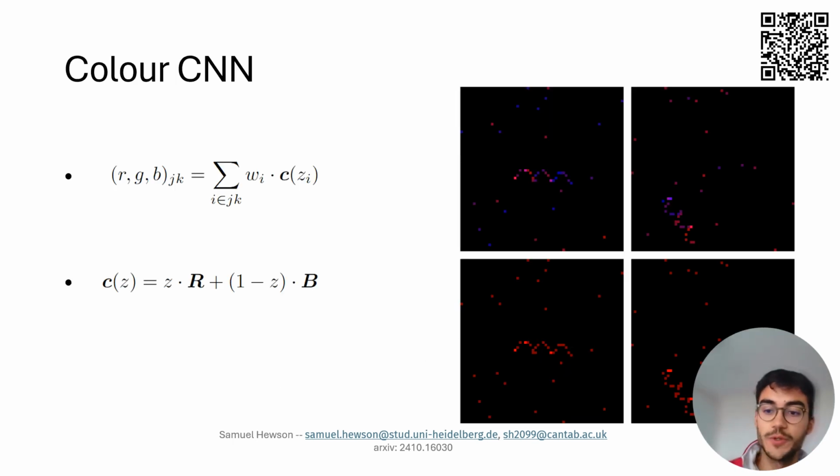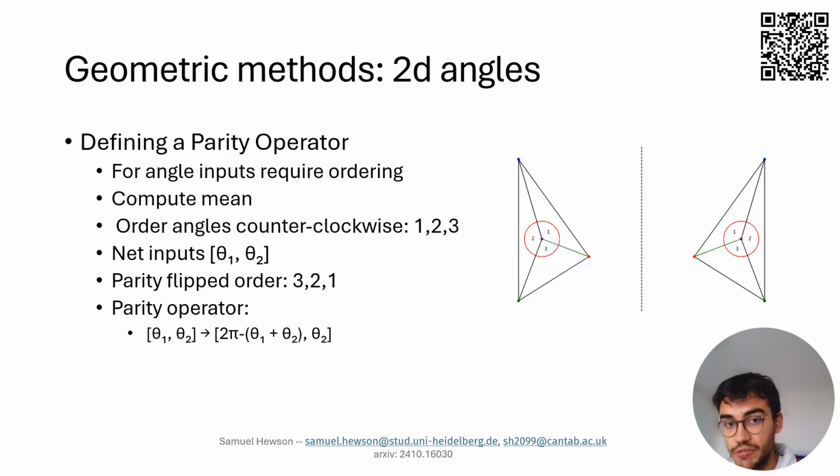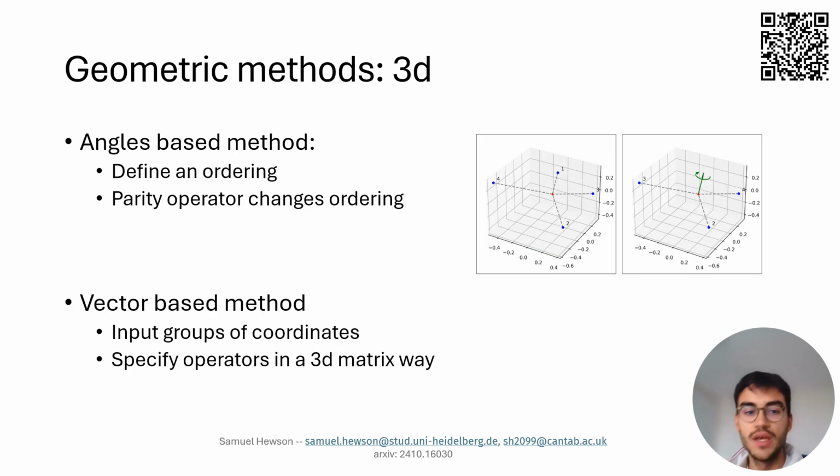So we also used color convolutional neural networks to encode 3-dimensional information, and we worked with 2D and 3D geometric methods, as well as a 3-dimensional vector-based method. So these methods all worked on the same fundamental principle, we're just changing the input types. But the full analyses using these methods can be found in the paper.